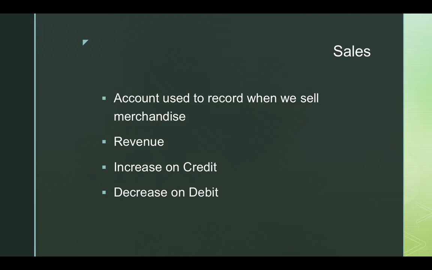Next, we have our sales account. So anytime we sell the merchandise, if I'm Target and I sell some toilet paper, it's going to be recorded in sales. That's going to be our revenue account. It's going to increase on a credit and decrease on a debit.